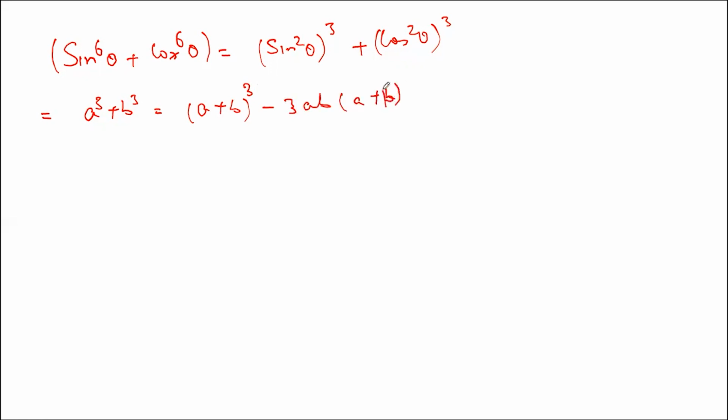A and B are, in this case, sin square theta and cos square theta. And we know that sin square theta plus cos square theta is nothing but 1. So it becomes 1 minus 3 sin square theta into cos square theta, right? When we have to solve these types of questions, just use the basic formula, and directly you'll get the answer.